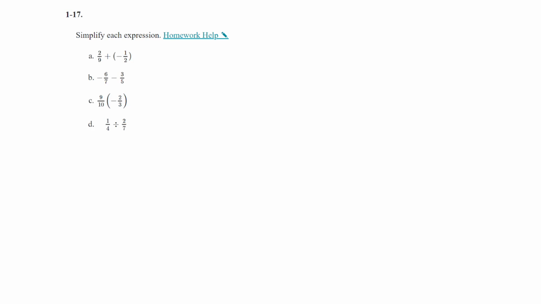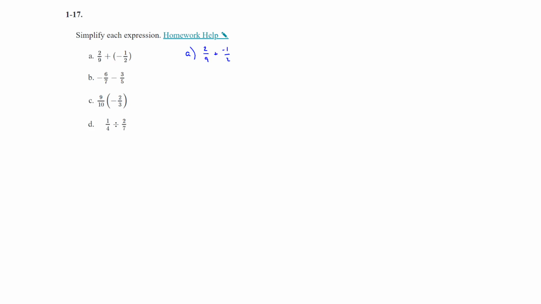Question 17, last one. Simplify each expression. So we're dealing with fractions here. Some of this stuff can be done on your calculator. I'm going to go ahead and just show you how to do it without the calculator. So on part A, you're adding fractions, which means we need to find a common denominator.